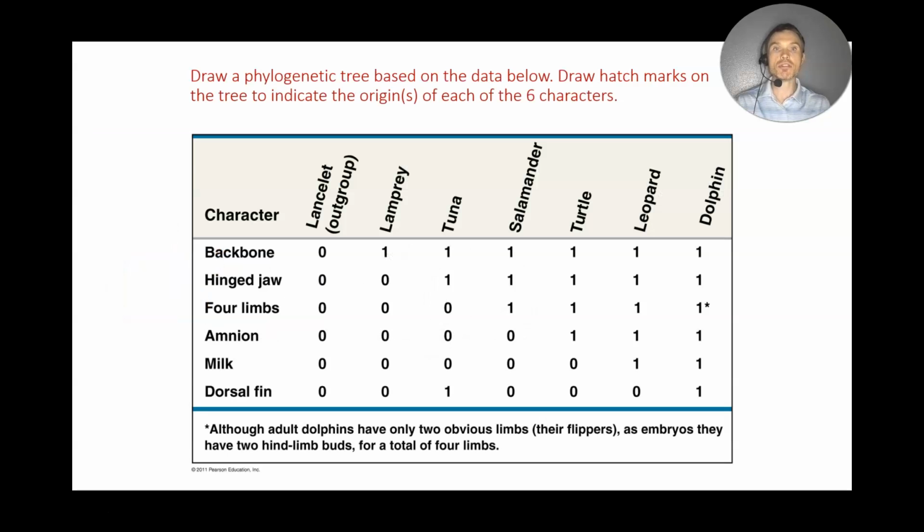So here's an example you can try on your own. Try drawing a phylogenetic tree based on the data below. You can see the different species on the top: the lancelet, the lamprey, the tuna, the salamander, the turtle, the leopard, and the dolphin, and then the different characteristics. Once again, the zeros represent that the trait does not exist in that species, and the 1 represents the presence of that trait. So try drawing a cladogram based upon that information. Here is the answer.